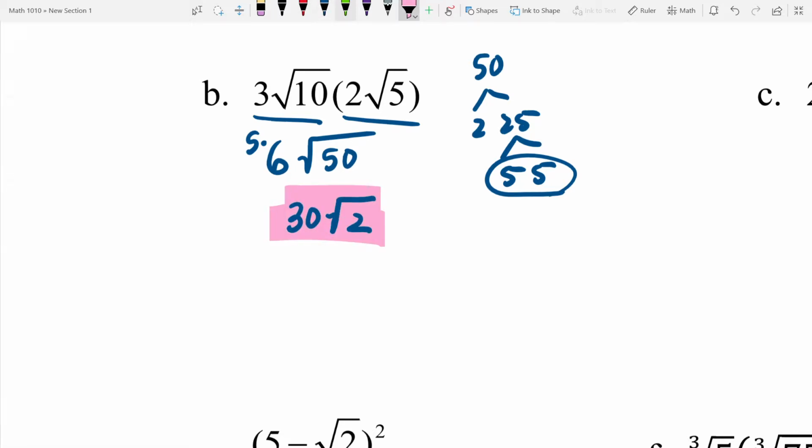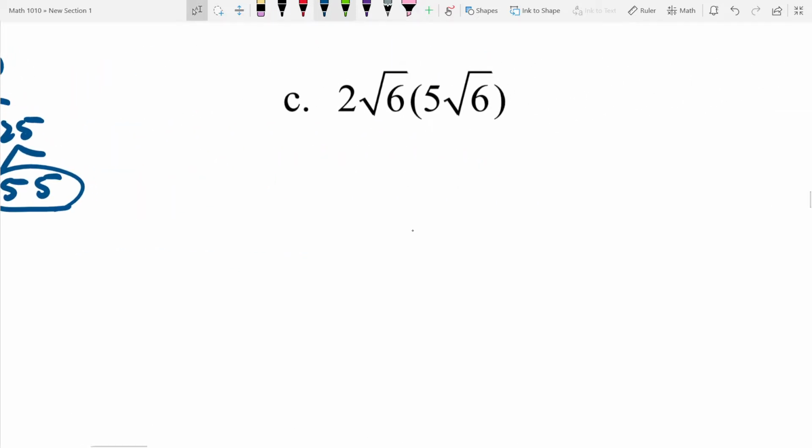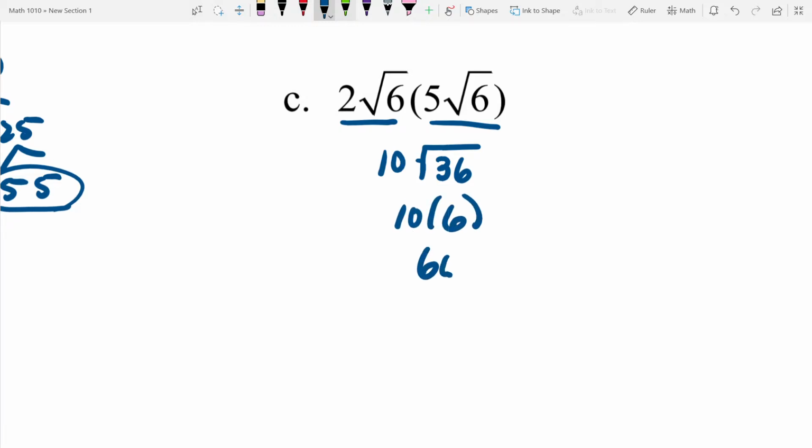Who says, I feel good about this lesson? I don't think this is difficult. Okay, good. That makes me feel happy. Okay, this one right here, a little different. Look, this is actually a pretty important example. It's going to save you time and grief if you can understand this. Outside, 5 times 2 is 10. The square root of 6 times the square root of 6 is the square root of 36, right? 6 times 6 is 36. Am I done? What's the square root of 36? 6. So this is just 10 times 6, which is 60.